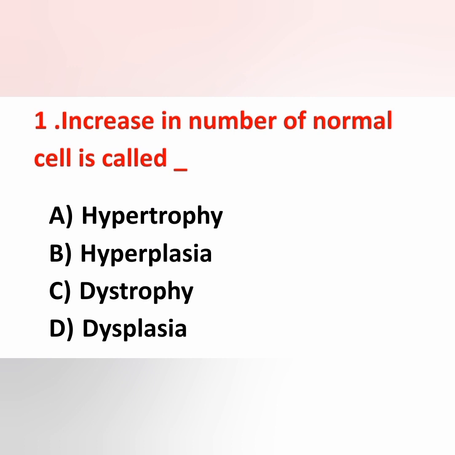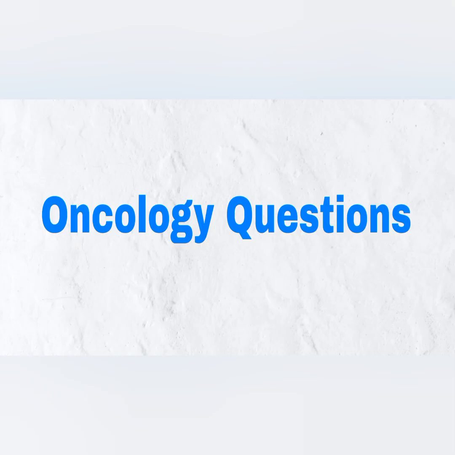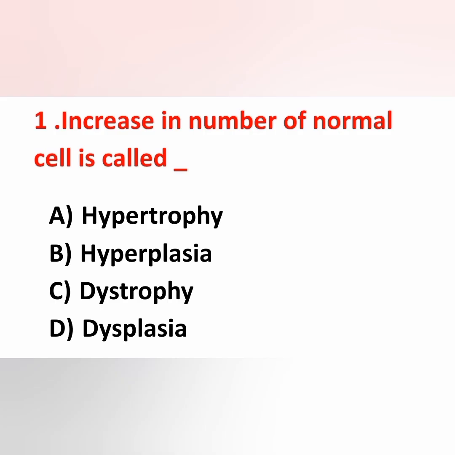Friends, in this video again we can see another set of questions from oncology, and we will see these important questions one by one. The first question: increase in number of normal cells is called, and the options are option A hypertrophy, option B hyperplasia, option C dystrophy, option D dysplasia.